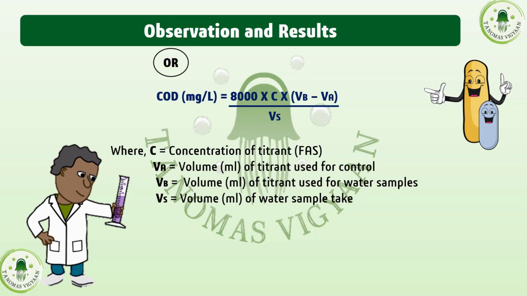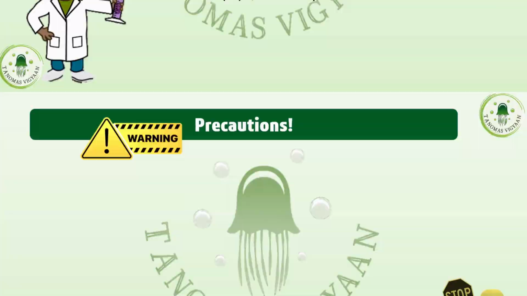Okay, the starting point and the ending point. Okay, suppose you have started your titration from 10 ml and you have finished it at 5 ml, so 10 minus 5. Okay, so this is how you calculate. This will get clear when we will see the calculation in our next video. Okay, so you just keep in mind the formula which are using for this COD calculation.